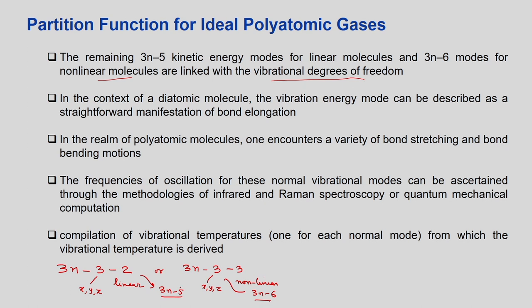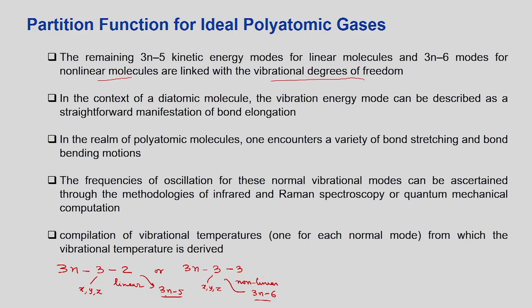So these many kinetic energy modes, that is 3n minus 5 or 3n minus 6, are available. And what are they given as? They are given as vibrational energy modes. Whatever remaining degrees of freedom, 3n minus 5 and 3n minus 6, resemble the vibrational energy modes. In the context of the diatomic molecule, the vibration energy modes can be described as a manifestation of bond elongation. As I want to mention, suppose there is a 3-atom system, atom 1, atom 2, atom 3, you can stretch them in this manner.